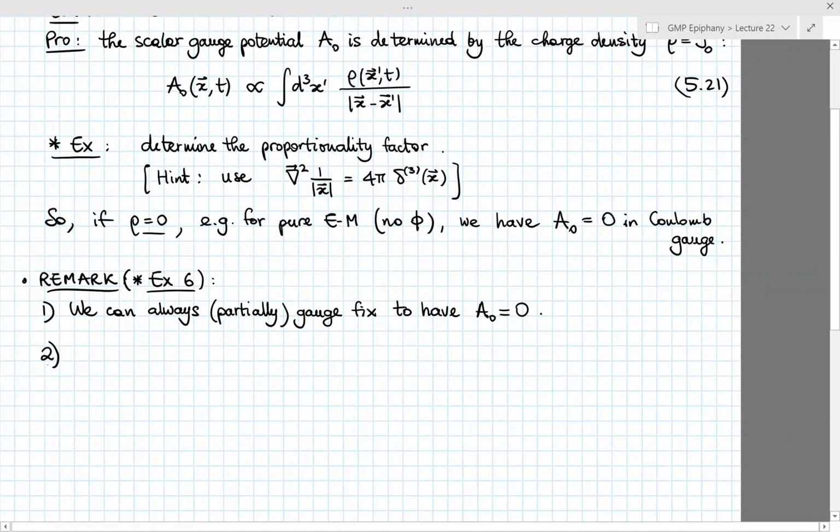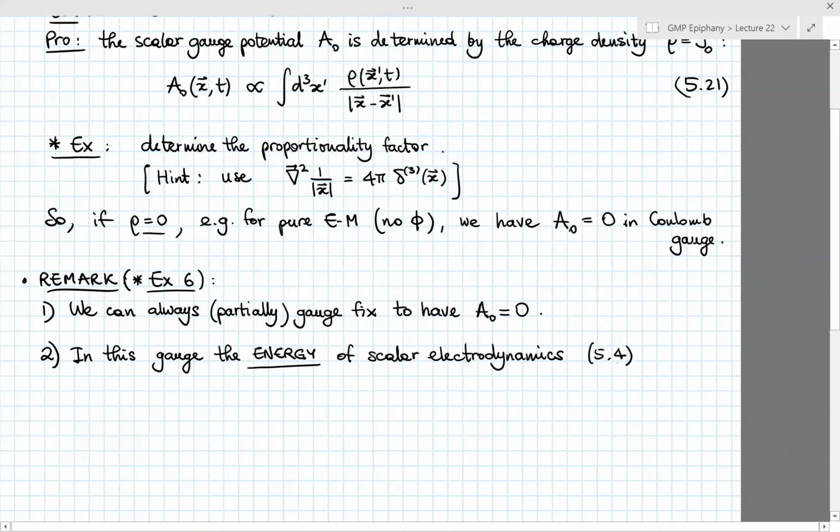And the second part of this exercise is that in this gauge, it's easy to calculate the energy of scalar electrodynamics, which has the Lagrangian density that I wrote at the beginning of the lecture. And this energy is given by the following formula.